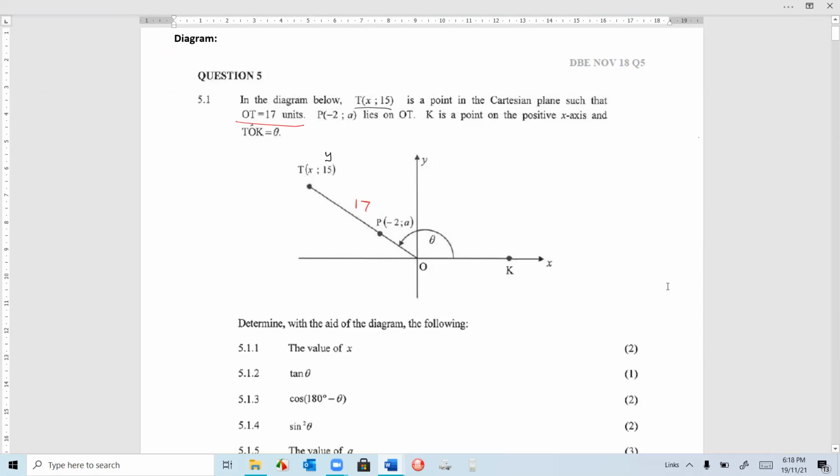And in a diagram question, what we want to do is create a right angle triangle. So I'm going to drop a perpendicular down to the x-axis, giving me 90 degrees. So looking at point T as my reference, we have x and 15. We don't know the x value, so we're going to call it x. But we know the y value is 15. So if we look at a question like this, immediately we can use Pythagoras to find x. So x squared would be equal to 17 squared, that's your radius squared, minus 15 squared. And then we would need a calculator.